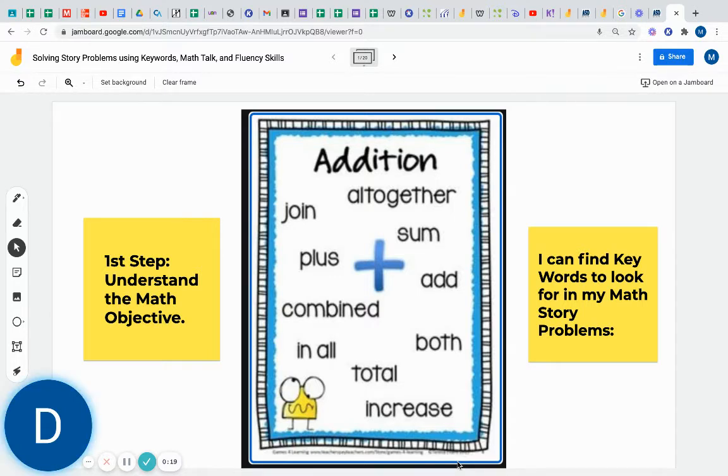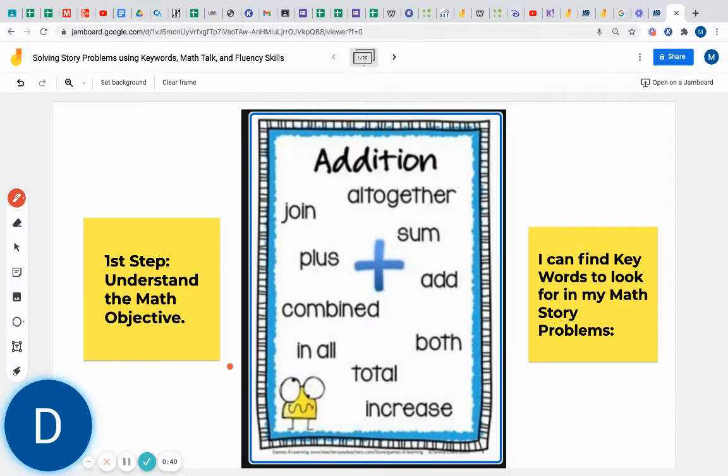Today I'm going to be teaching you a very important concept for math, and it's about knowing how to solve your story problems using keywords, math talk, and some fluency skills. So I hope you're ready to learn with me.